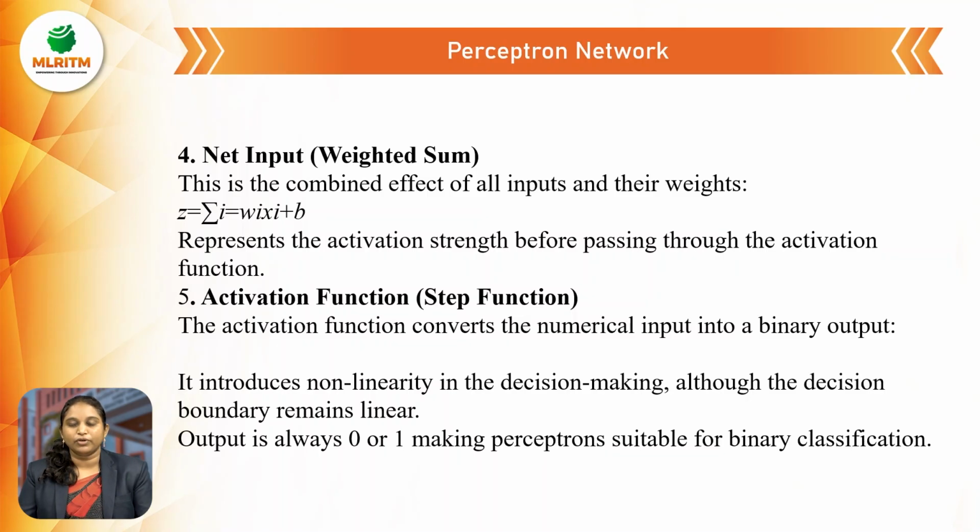As we said before, after taking the inputs, they are carried through the weights, where we calculate the weighted sum. The weighted sum is nothing but the combining of all the inputs and their weights: sum of wi xi plus b. Here wi are the weights, xi are the inputs, and they are combined with the bias, which is the constant value. This represents the activation strength before passing through the activation function.